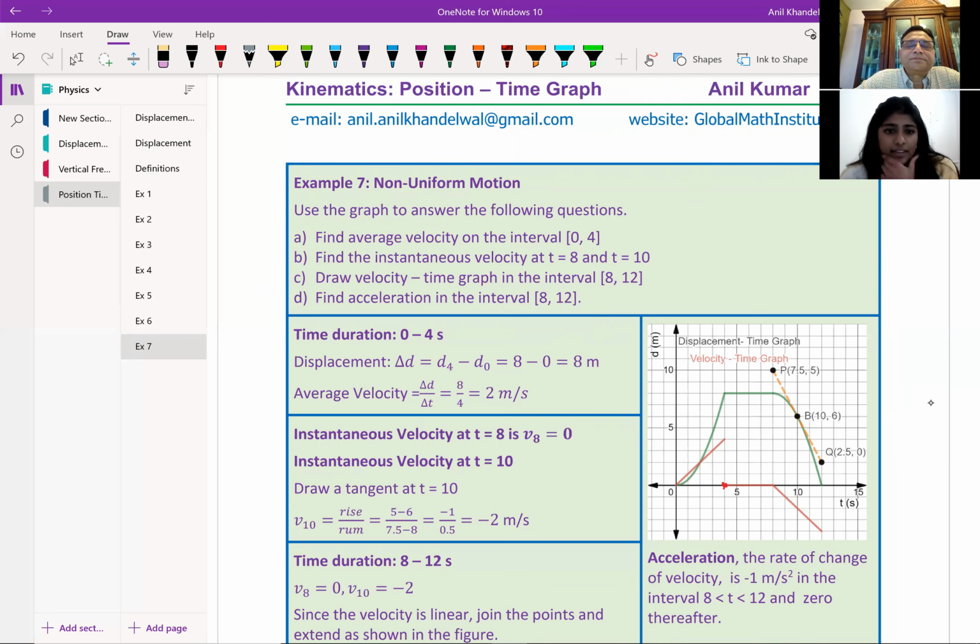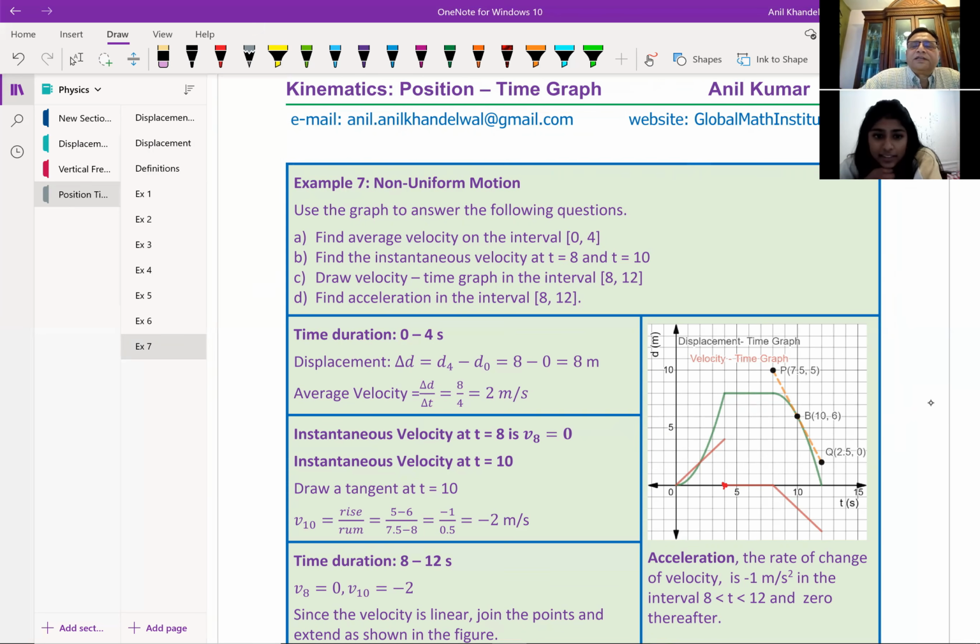C, draw a velocity time graph in the interval between 8 to 12. And D, find the acceleration in the interval between 8 to 12. So basically, we have learned all these skills in the first 6 examples. Example 7 is a combination of all of them. I hope you are comfortable answering all the 4 questions.